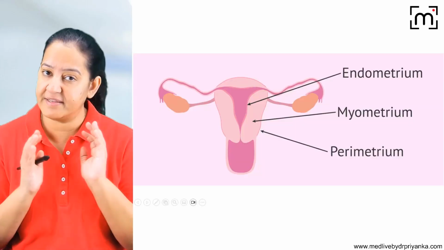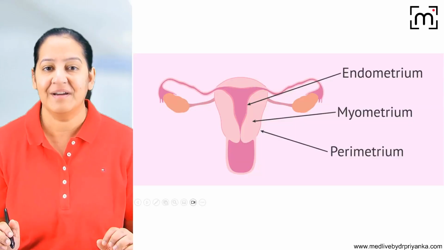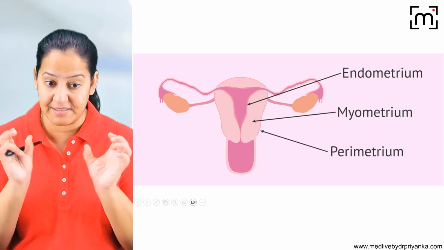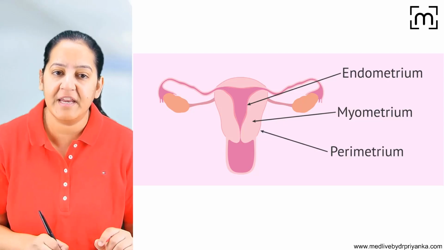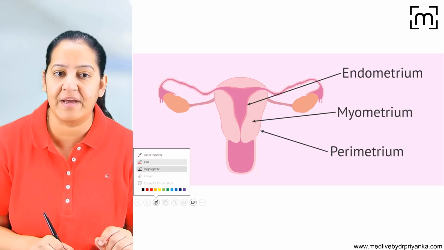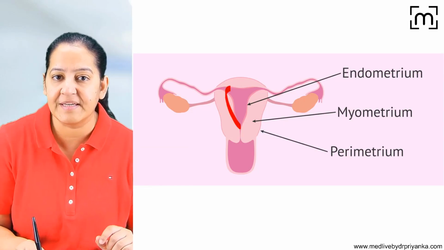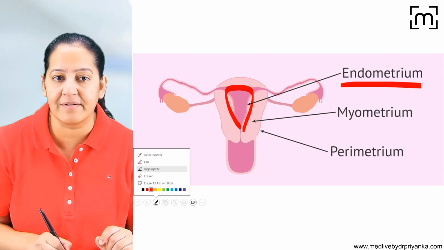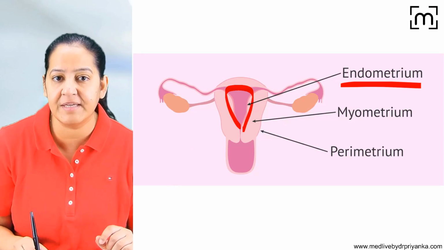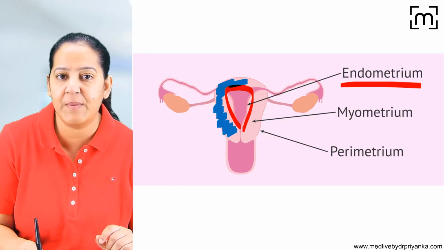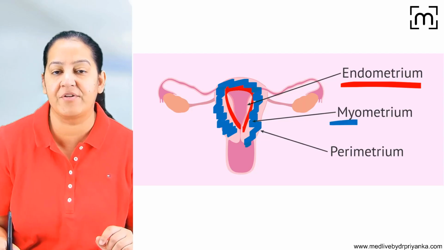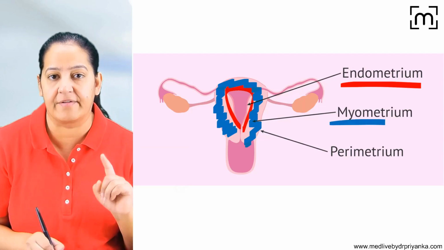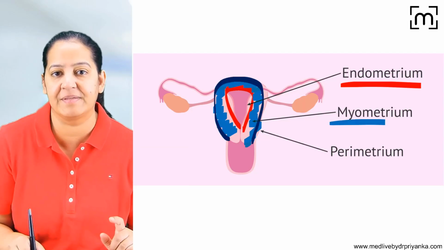Before that, you must understand there are three layers in the uterus. The uterine wall is made up of three layers. The innermost layer is the endometrium. You can see this is the endometrium. The middle layer is the myometrium, which is very thick. And the outermost layer is the perimetrium, which is the serosa.